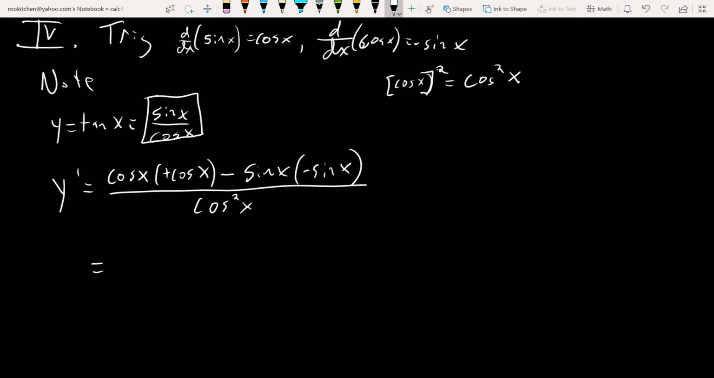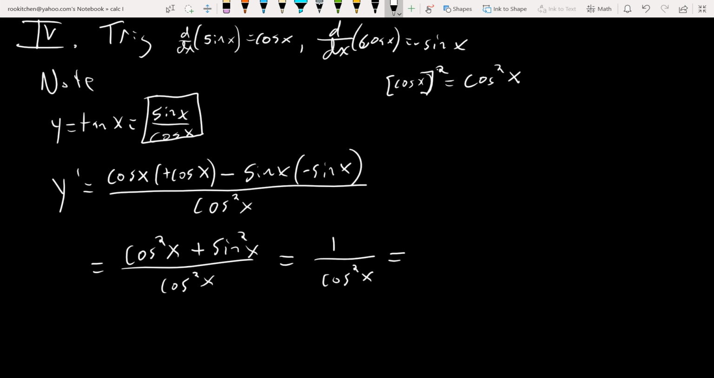All right, let's figure out what this is. So cosine times cosine is cosine squared. Negative sine times negative sine is plus sine squared. That's all over cosine squared. And then we have our Pythagorean identities. Cosine squared plus sine squared is 1. And then 1 over cosine squared. Well, 1 over cosine is the same as what is it? Secant. So 1 over cosine squared is just old secant squared. Okay, so apparently the derivative of tan is secant squared.